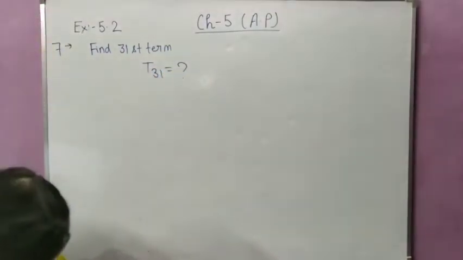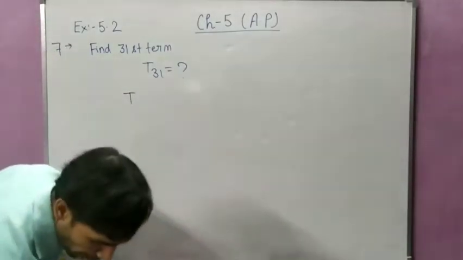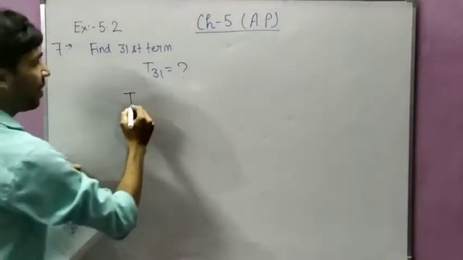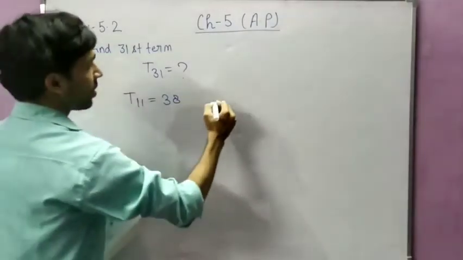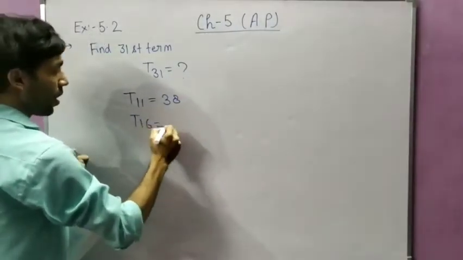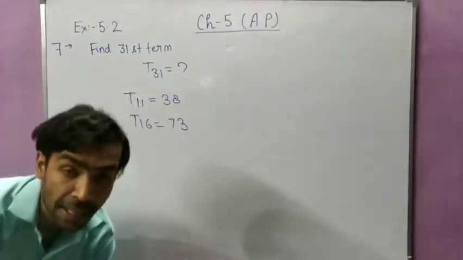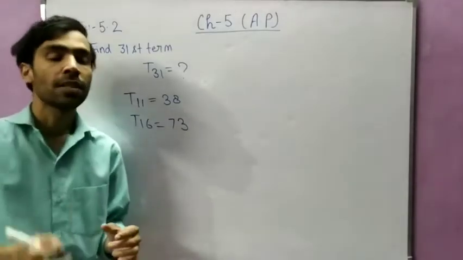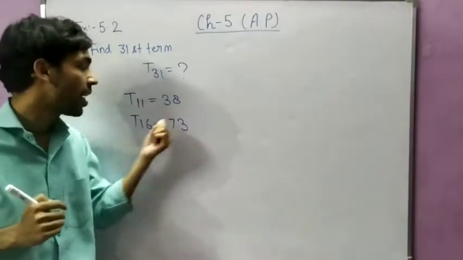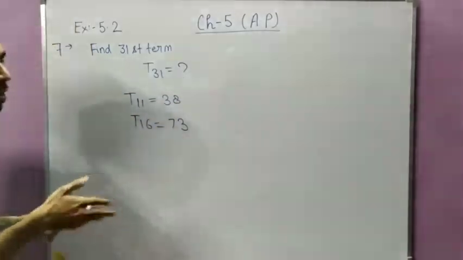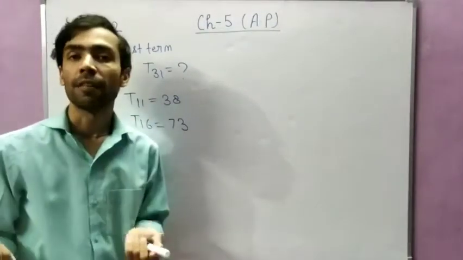But what is given in the question? The 11th term is given, which is equal to 38, and the 16th term is given, which is equal to 73. It is an AP and we have to calculate the value of the 31st term when the 11th term is 38 and the 16th term is 73. So whatever information is given, with the help of that we will make two equations.